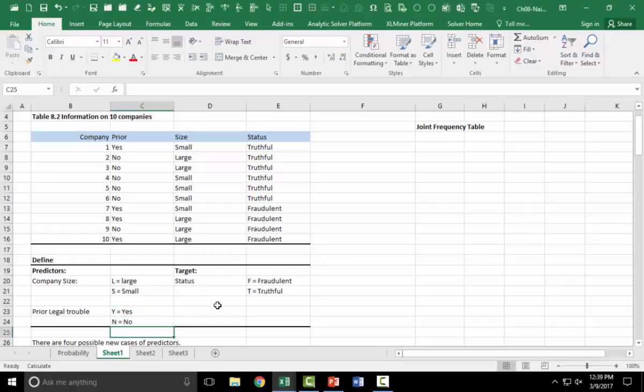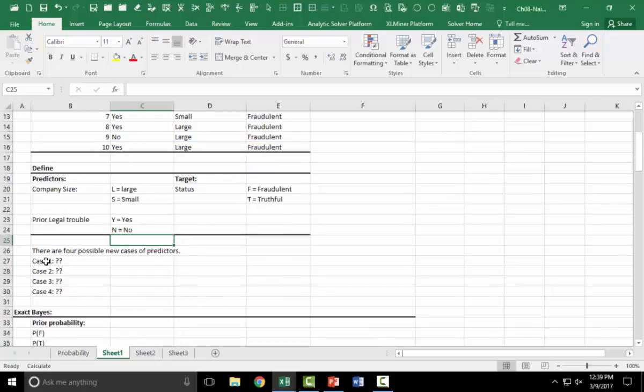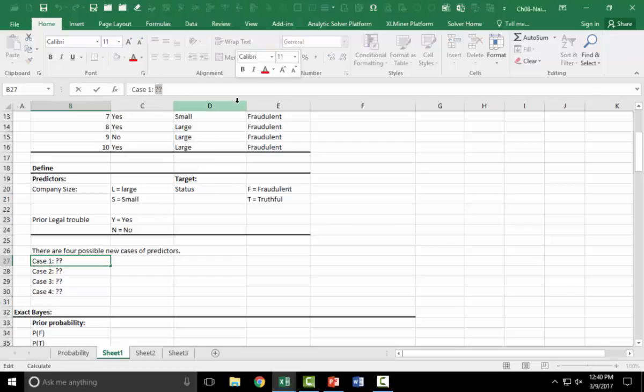Of course, we are keeping the example simple here. There are only two predictors, and each predictor has only two possible values. So the total combination here, the predictor profile, there are only four possibilities, right? There are only four possible cases. But of course, if you have 5 company sizes and 3 possible prior legal trouble values, then you're going to get 5 times 3, 15 possible predictor profiles. So now we have only 4, and that's because we want to keep the example simple.